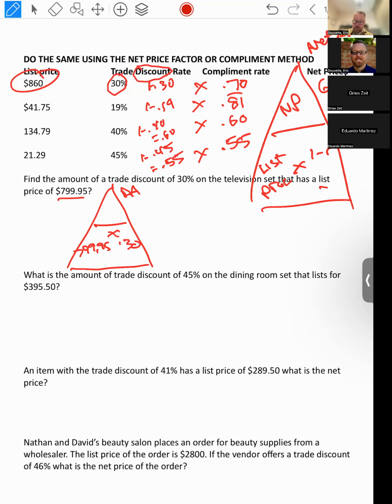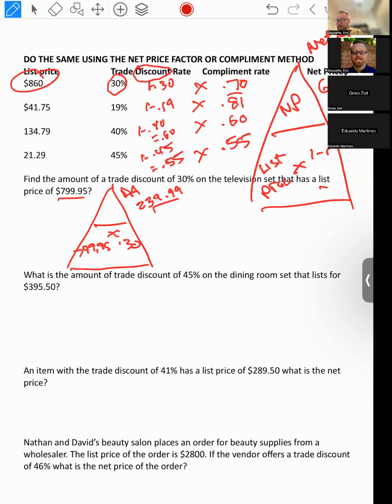$799.95 times 0.30. Let's see. 799.95 times 0.30 equals. So I'm going to get a discount amount of $239.99. So that was my discount amount. So $239.99. That's all they're asking for, a discount amount.